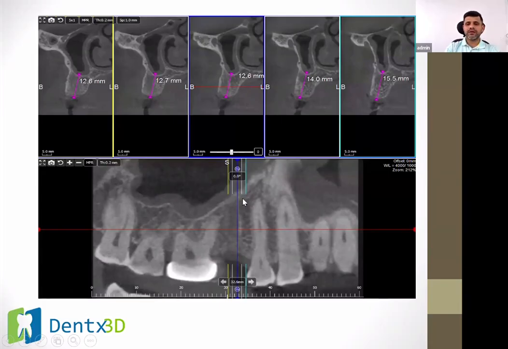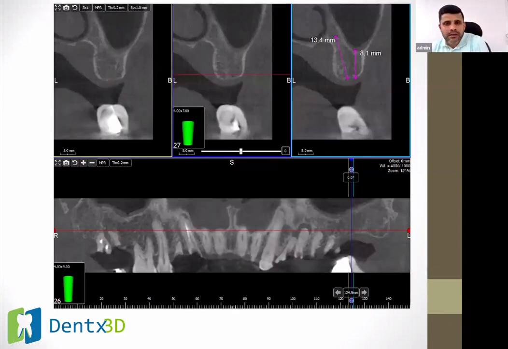Right? So if you see here, the length is more, we have got 15.5 mm. Here it is 14, but then it is 12.5 and constant. Right? My implant size in this case should be 12.5 or 12 mm and not more than that. Otherwise, what will happen? It will protrude into the sinus.